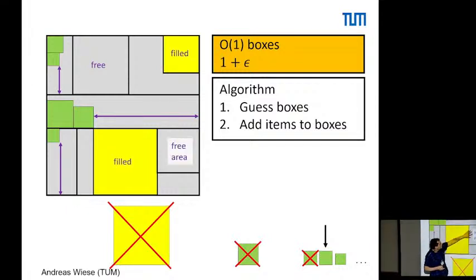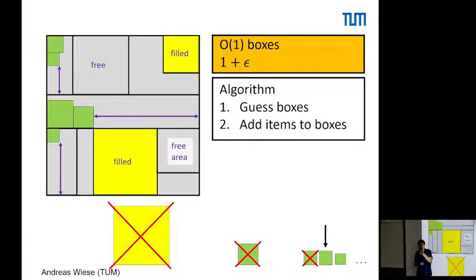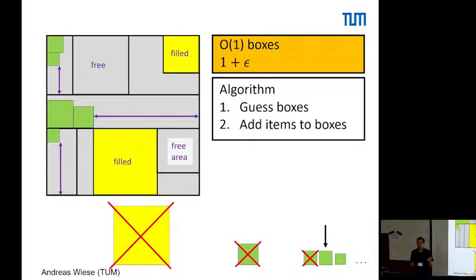And for these small items, like boxes for small items, it turns out it's sufficient if you remember the total remaining free area up to some error of 1 plus epsilon. And now the good thing is, in order to remember this, for every single box it is sufficient to remember one single number.